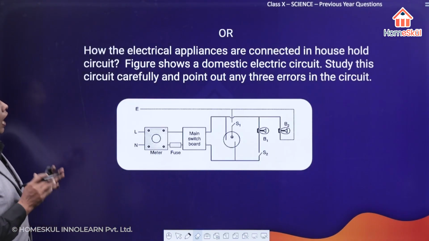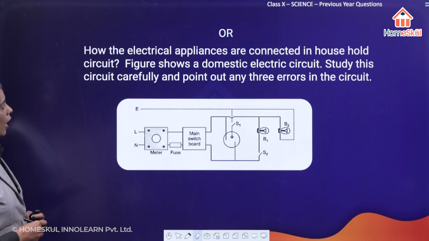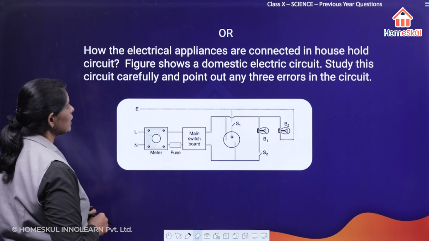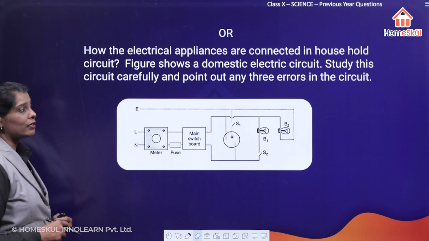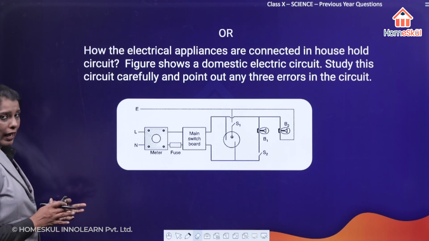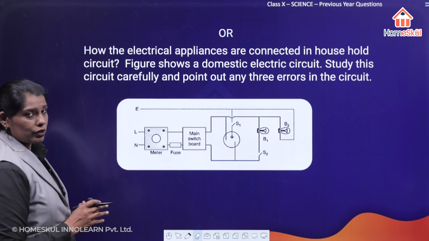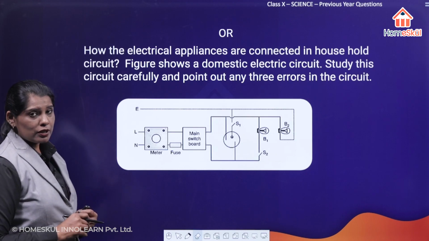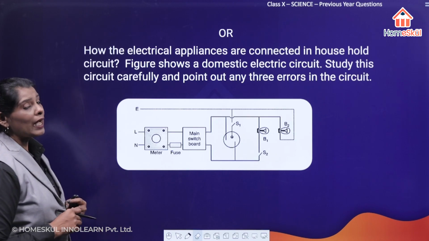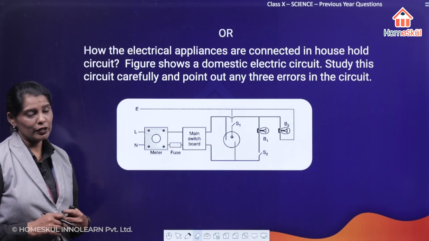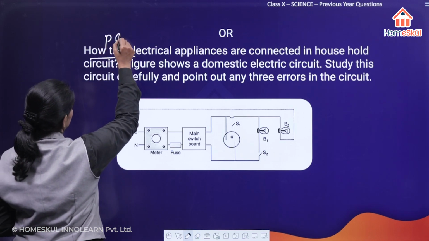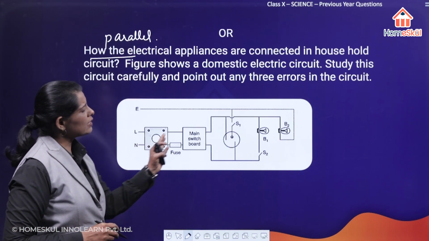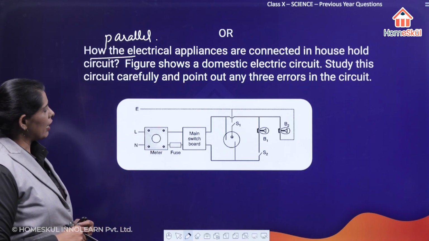Our question: how are the electrical appliances connected in household circuits? This figure shows a domestic electric circuit. Study this circuit carefully and point out any three errors in the circuit. We know that the domestic circuit is a parallel circuit. That means in the household circuit, all the electrical appliances are connected in parallel. So we have a parallel connection over here. Now, what about the second question? It says that there are some errors in the circuit and we have to point them out.